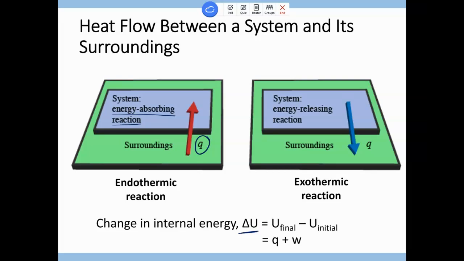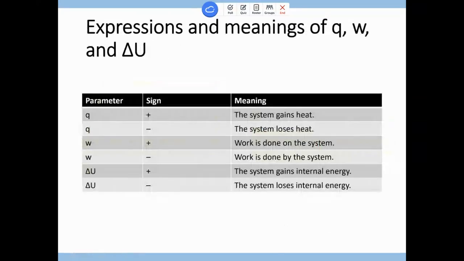Now, if we have heat being absorbed by the system or released by the system, that changes the sign of Q. And then same thing with work. If work is being done by the system, we have a certain sign. If it's being done onto the system, we have a certain sign. So the next slide just summarizes all of these signs.